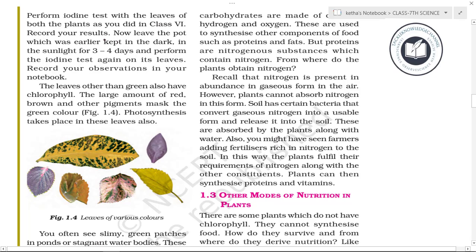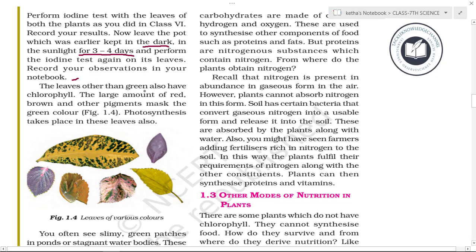Now leave the pot which was earlier kept in the dark in the sunlight for 3 to 4 days. So after taking the result, we have to place that particular pot in sunlight for 3 to 4 days, and perform the iodine test again on its leaves. Record your observations in your notebook.